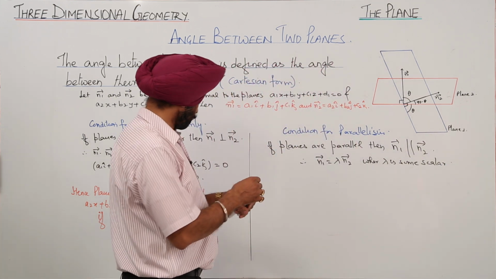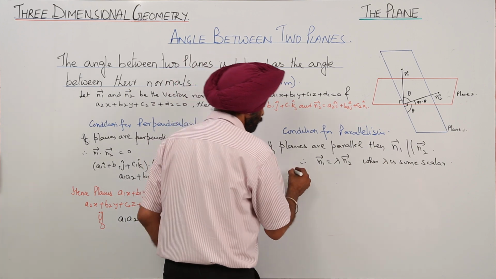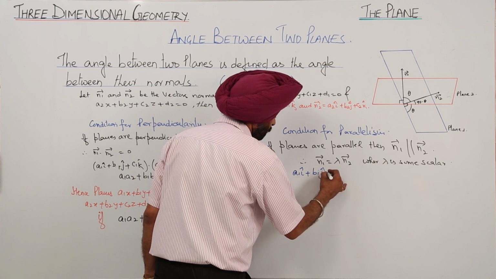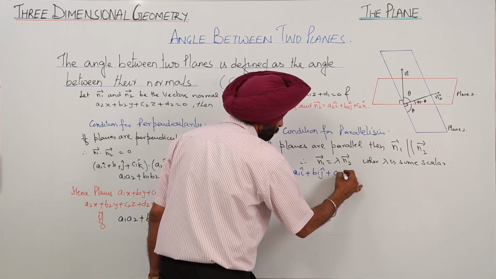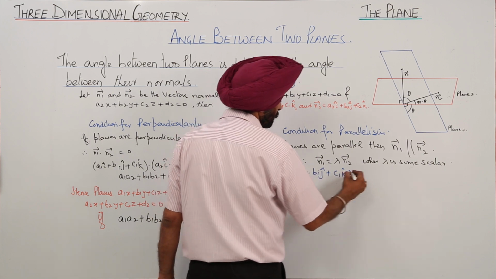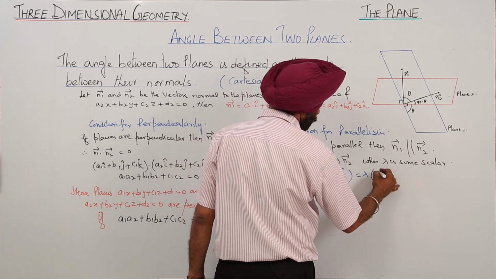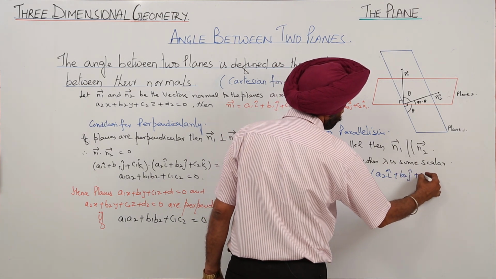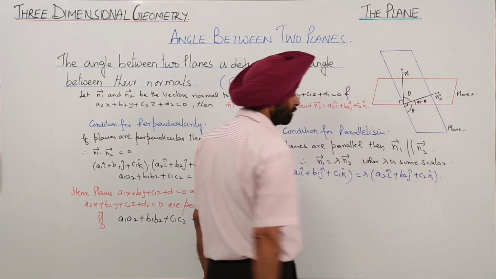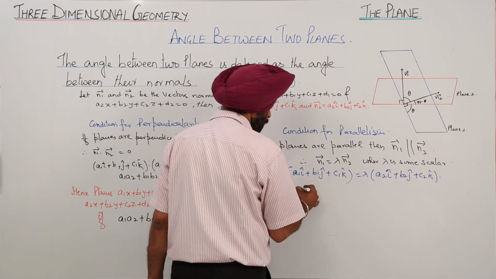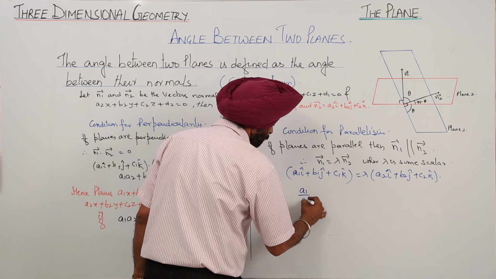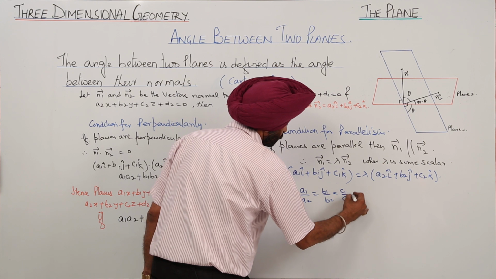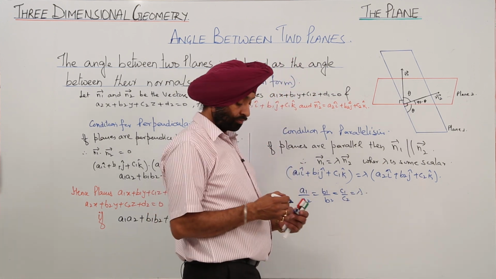Now what we are having? a1 i cap plus b1 j cap plus c1 k cap is equal to lambda times a2 i cap plus b2 j cap plus c2 k cap. Now a1 upon a2 is equal to b1 upon b2 is equal to c1 upon c2 is equal to lambda.